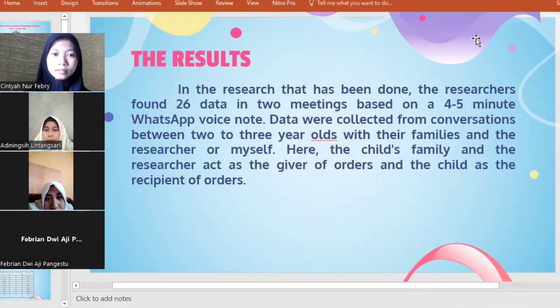And the result is the researcher found 26 data in 2 meetings based on 4 to 5 minutes of WhatsApp voice notes. Data were collected from conversations between the 2 to 3 year olds with their families and the researcher, myself. Here, the child's family and the researcher act as the givers of others and the child as the recipient of others.